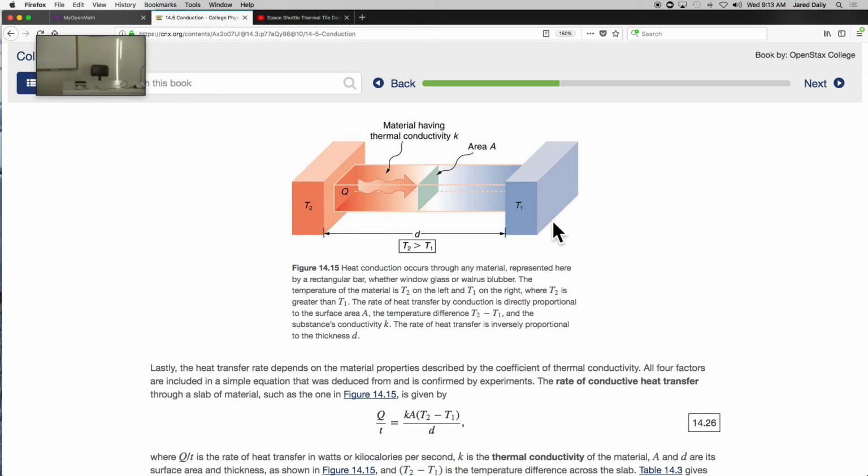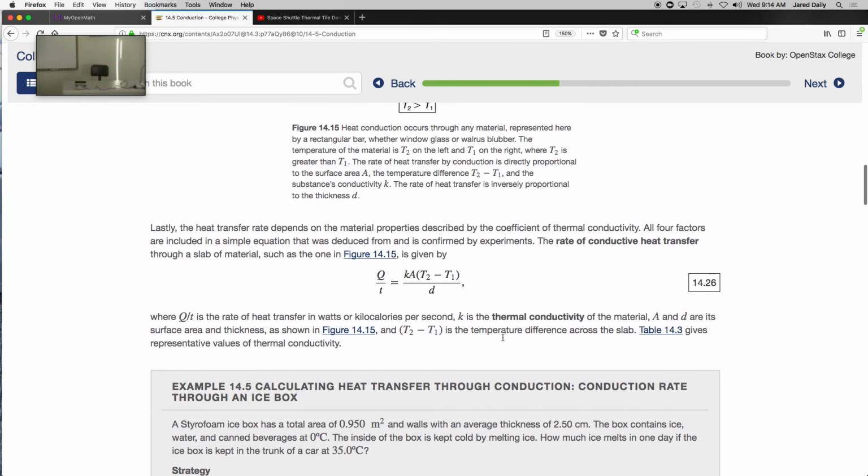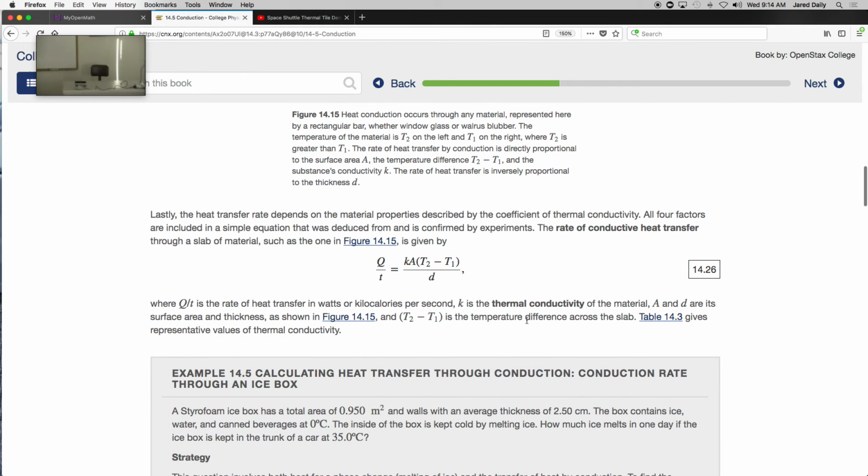So if you make your windows smaller in area, less heat can get through them. That's one option that you have. Or if you just reduce the number of windows, that reduces the area of the windows. And that is also helpful. So this ends up being the equation for how heat is conducted through a wall.